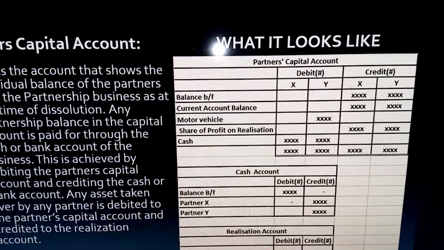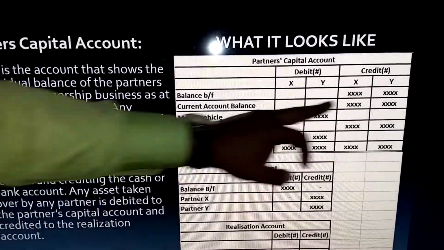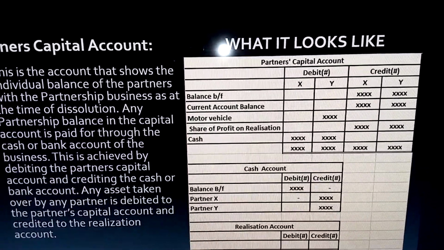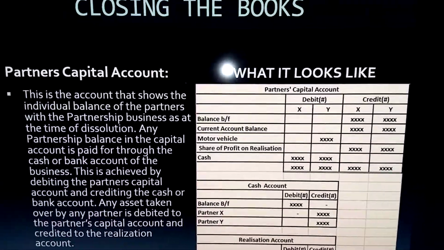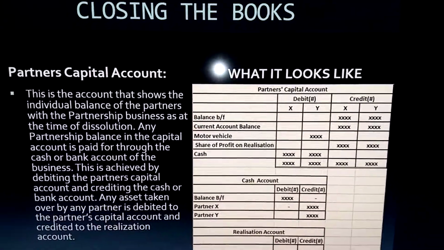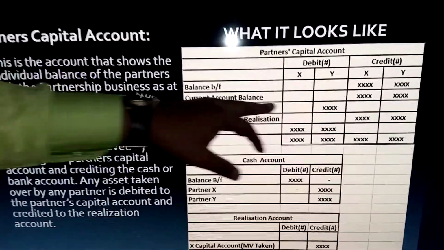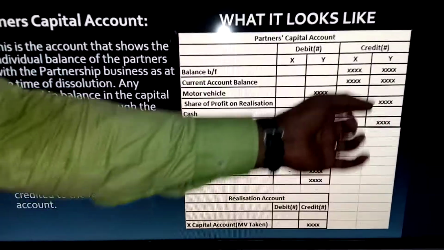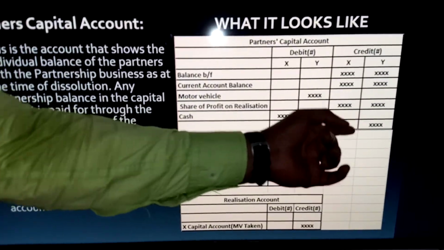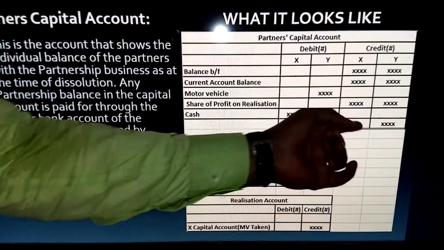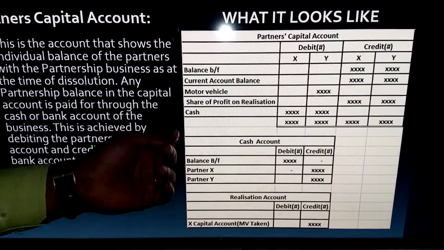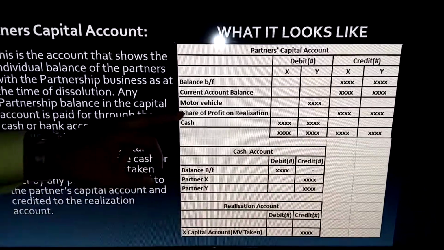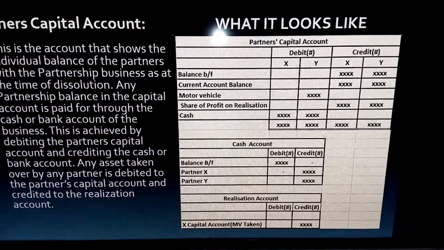Okay, if they have any current account balance, you credit the capital account. Then if a partner takes over an asset, let's say a vehicle for instance, you debit that partner with it. So at the end of the day, you compare the credit of individual partners against their debit. So the credit here is higher than the debit, you have what they call cash balance.